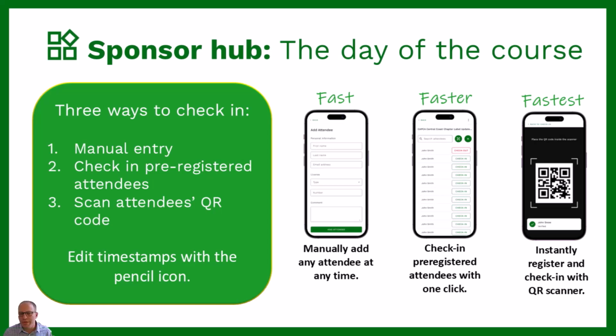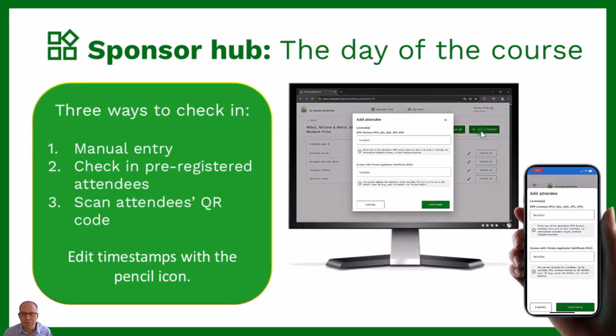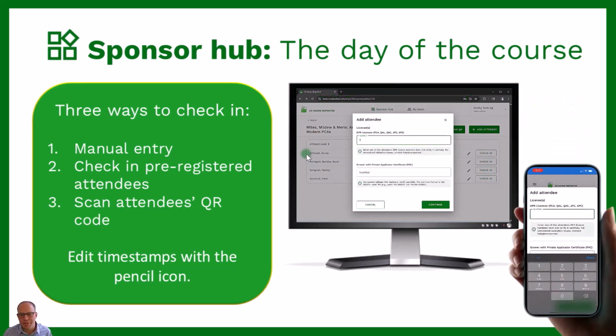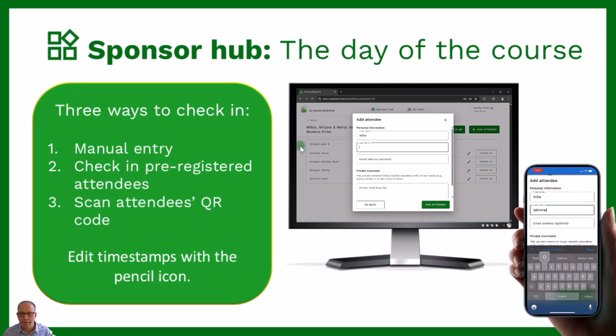There are 3 ways to check attendees into your course. We designed this flexibility to accommodate all attendees, whether or not they have an account with CE Hours Reported. Let's start with the most time-intensive option, manual entry. If an attendee does not have a CE Hours Reported account or cannot access it at the time of check-in, you can still track their attendance and send them a VOA.